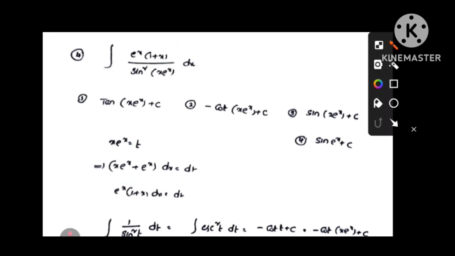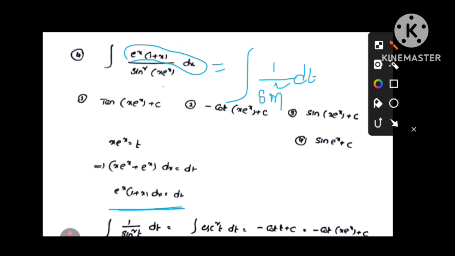Now the question becomes, so here see the question. This is equal to the integral of e^x(1 + x) dx. This total value becomes dt. What is the remaining? 1 by sin² of x e^x, which is t. So the question becomes the integral of 1 by sin² t dt. Okay, this is the question, 1 by sin² t dt.